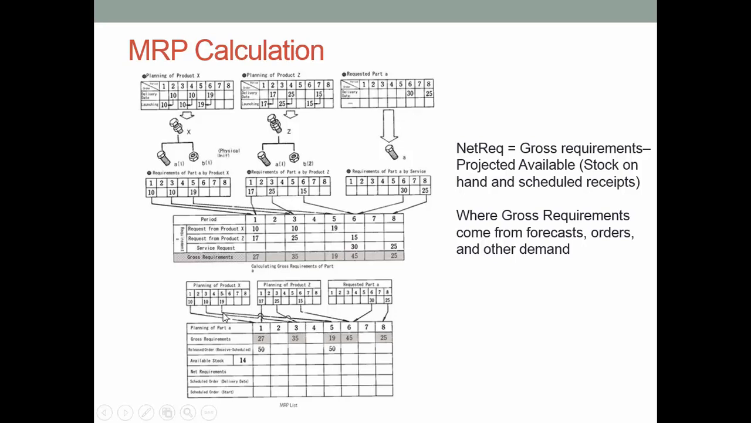So our gross requirements then come down. We have 27 product requirements for week 1. We have 35 for week 3. We have 19 for week 5, and 45 for week 6. 25 for week 8. Released orders, we're releasing 50 orders in week 1 and 50 orders in week 5. And as far as available stock on hand, we have 14 orders in play.